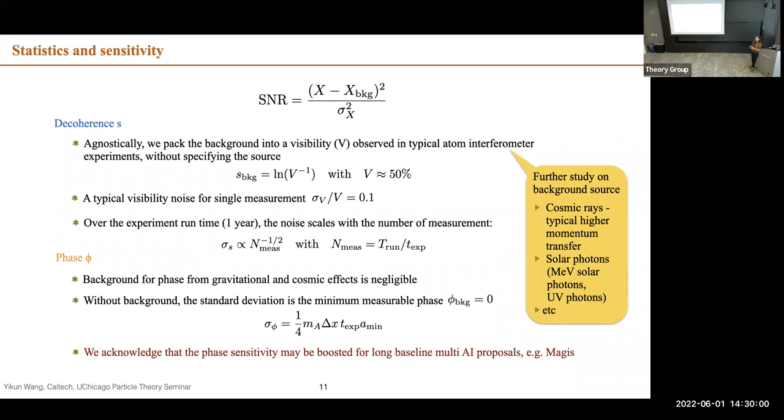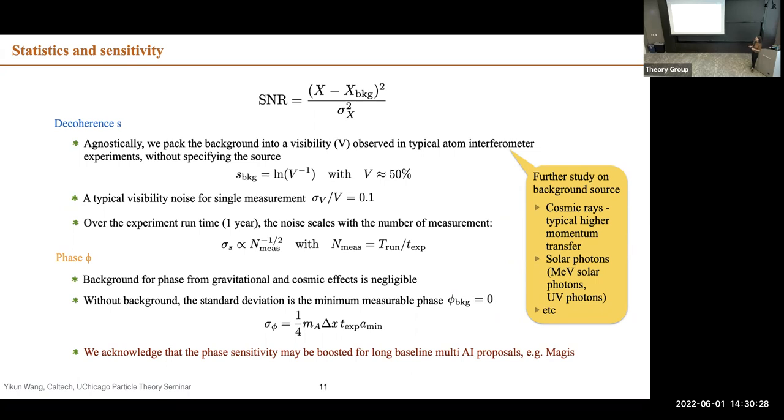And the good thing about our formalism is you can apply it to any of these processes. You just change your flux and you change your cross section, and then you can just do the calculation. Nevertheless, for this paper, we just pack everything together and get a number from experimentalists, saying 50% visibility reduction is typically what they get in experiments, and that's how we estimate the SNR here.